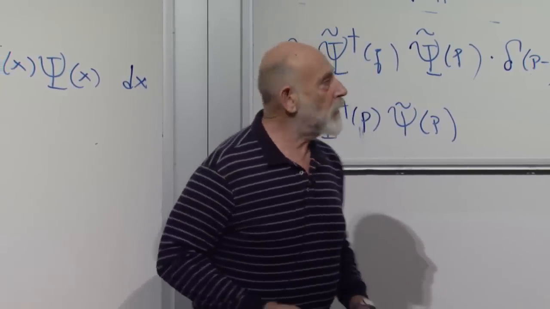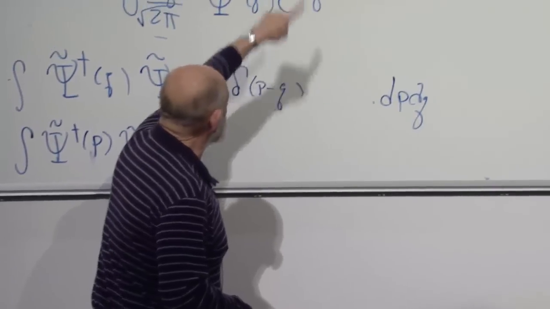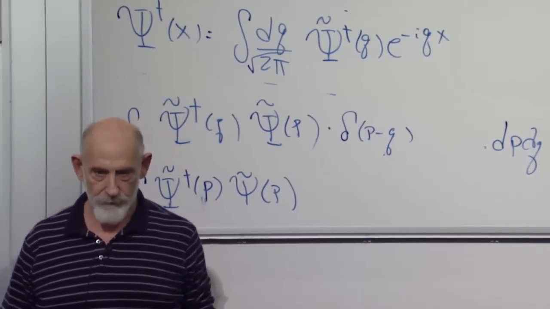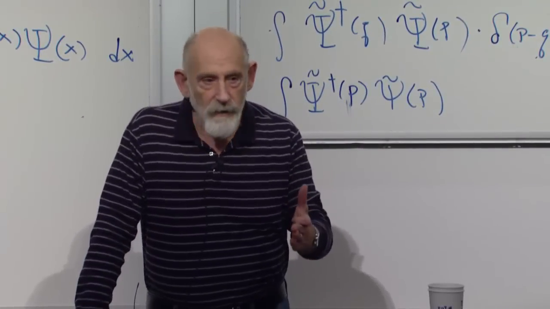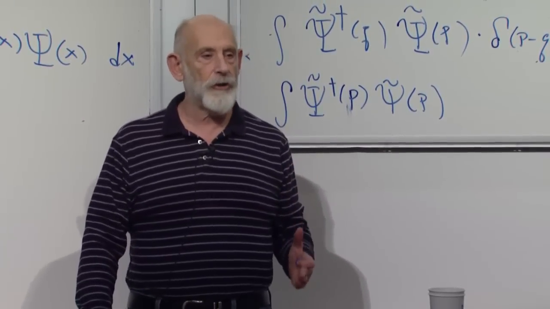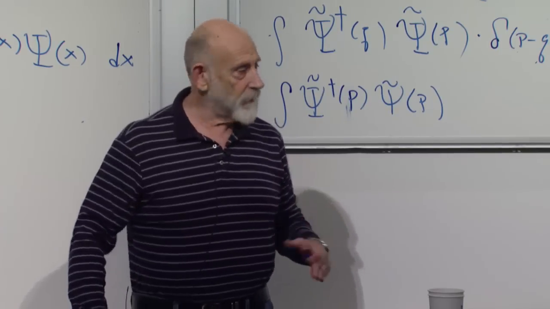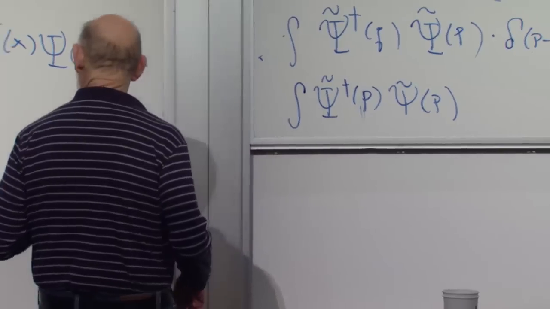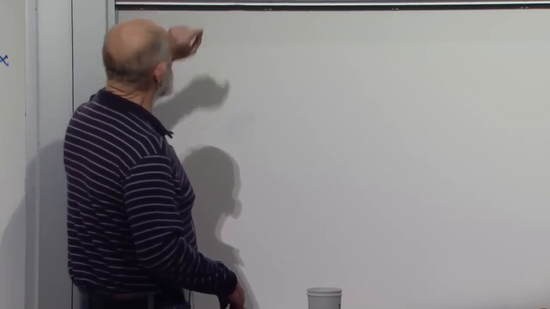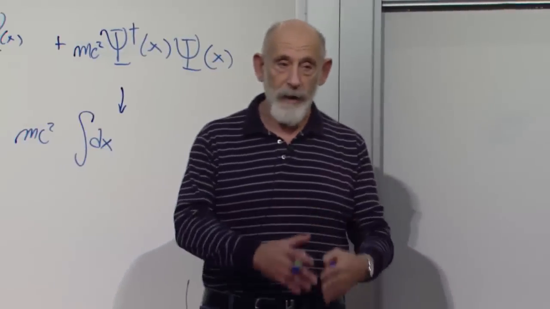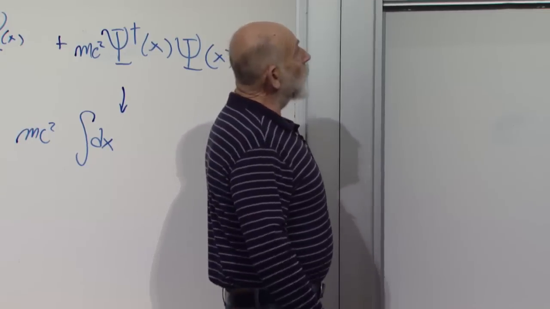Okay. What was the working ingredient here? It was the integral over x, which turned this into a delta function. The integral over x turned it into a delta function. And the delta function, you can say, was the delta function of momentum conservation. When the Hamiltonian acts, when it updates the state a little bit, it doesn't change the momentum. Okay?